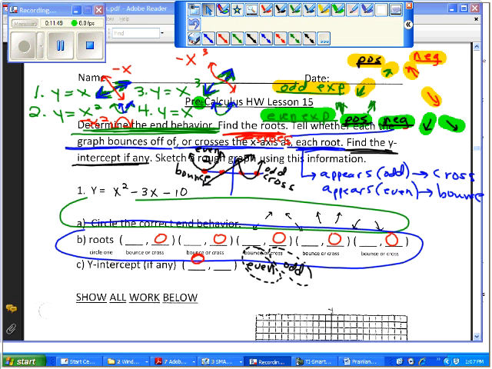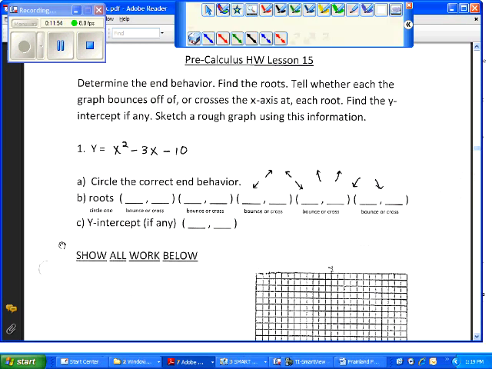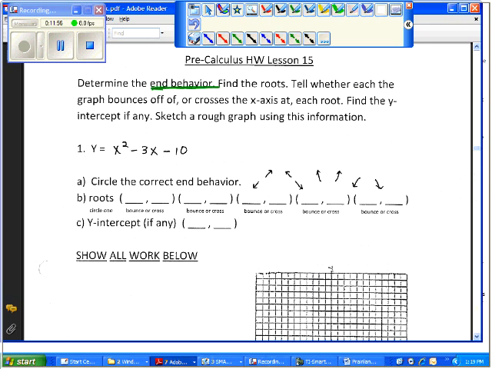Okay. All right, so here we go. We want to determine end behavior. So we think, is my exponent odd or even? Even. I've got an even exponent. That tells me that I'm either up, up, or I'm down, down. Do I agree with that? If the exponent is even, I'm either up, up, or down, down. If it's odd, I've got one up and one down.